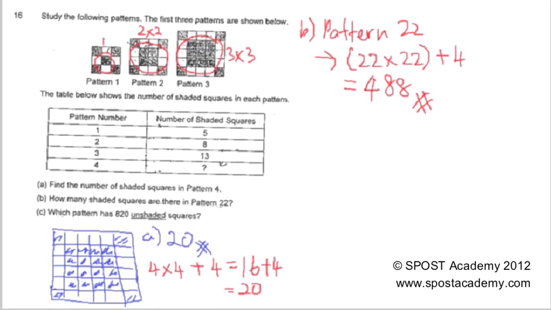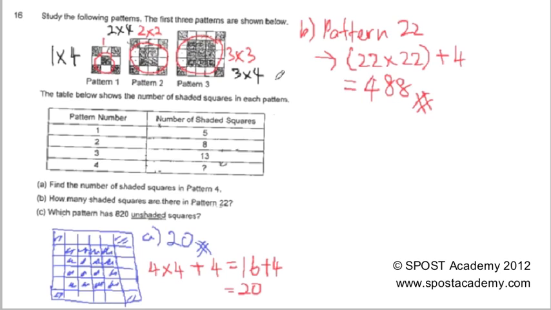The question is asking which pattern has 820 unshaded squares. Okay, so let's review the pattern again. If you look at the unshaded squares, there are a total of 4 for pattern 1. So how do you get 4? We got it by 1 times 4. For pattern 2, there are a total of 2, 4, 6, 8, and we get it from the equation 2 times 4. That's the unshaded number of squares. For pattern 3, the unshaded number of squares is 3 times 4.